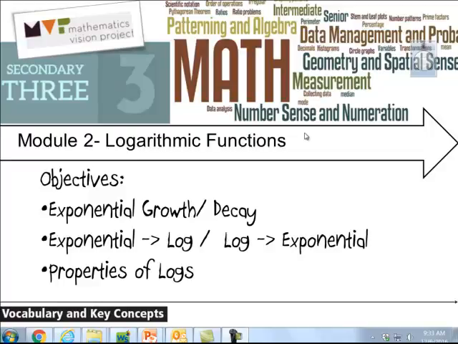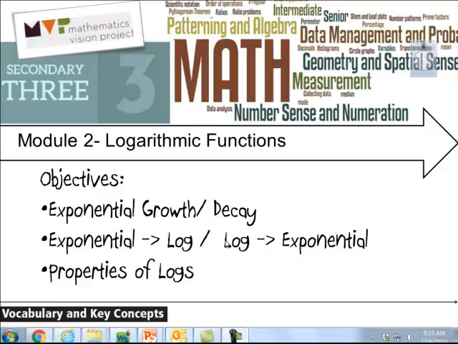All right, so here's Module 2 review. It's talking about logarithmic functions. So we remember a couple things. We have growth and decay when it comes to exponential functions. And when it comes to exponential, the inverse of an exponential equation is a logarithm, and the inverse of a logarithm is also an exponential.